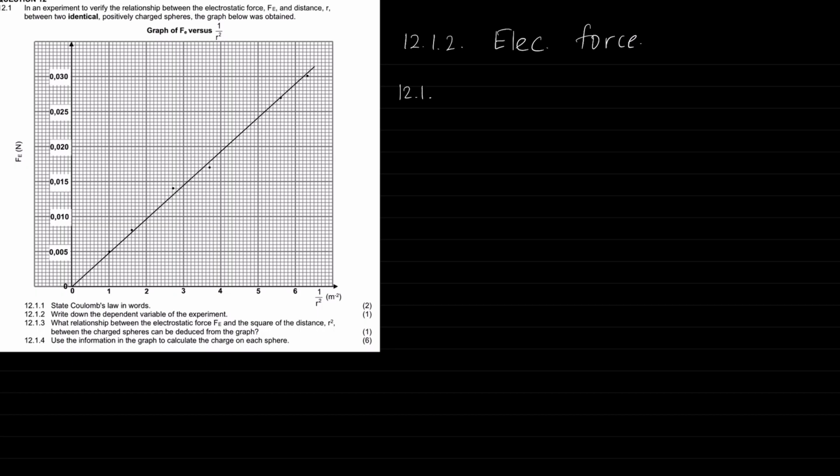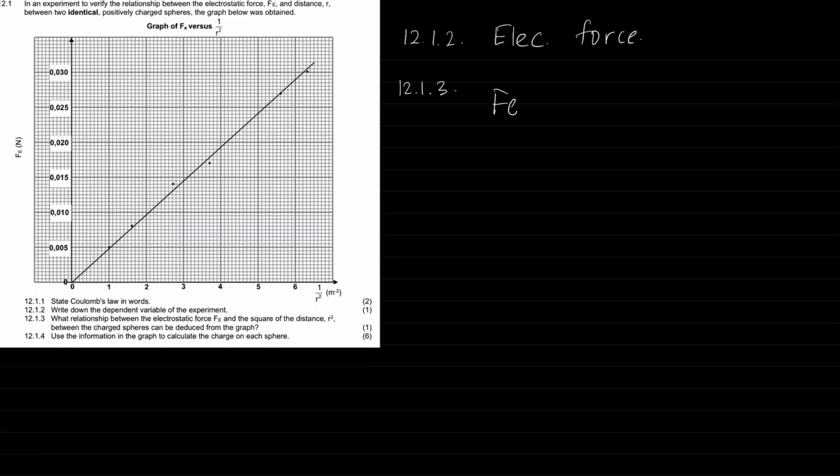Question 12.1.3, what relationship between the electrostatic force Fe and the square of the distance r squared between the charged spheres can be deduced from the graph? Now, if you look at the graph, you would assume that the relationship is a directly proportional relationship. And you would be correct. But it's a direct proportional relationship between the electrostatic force and 1 over r squared. So Fe and 1 over r squared is directly proportional.